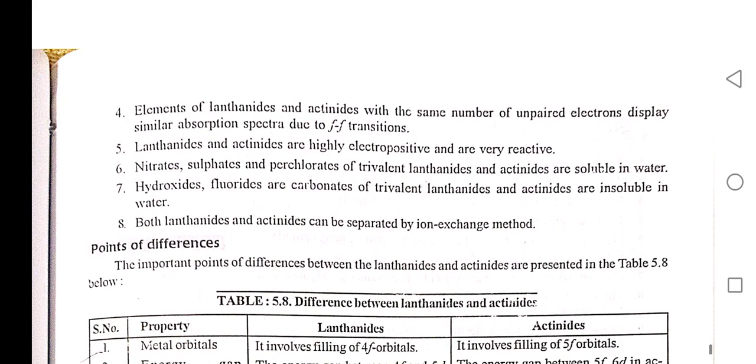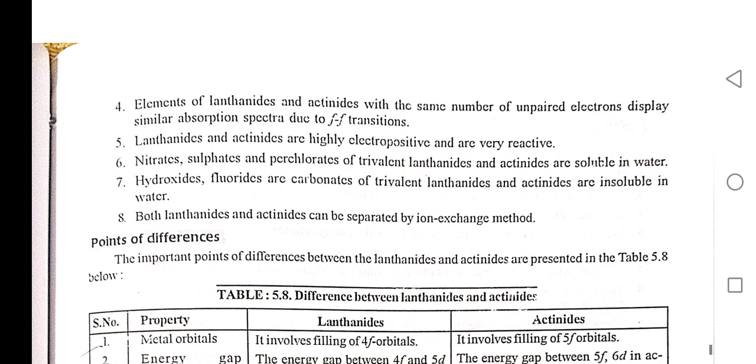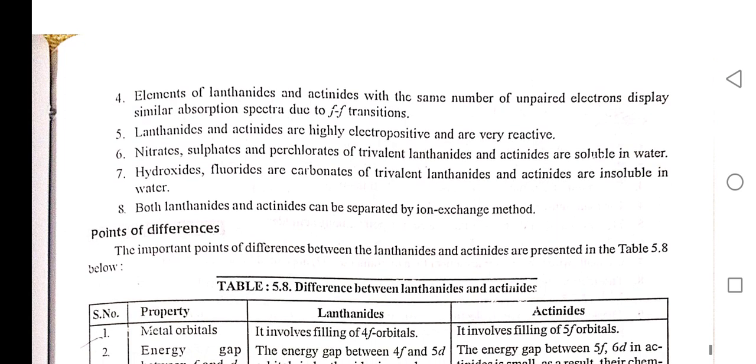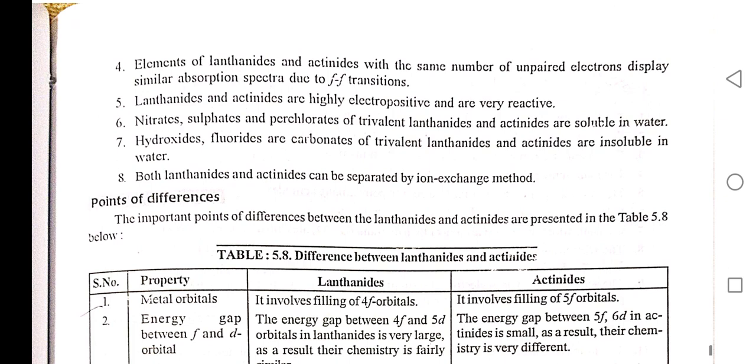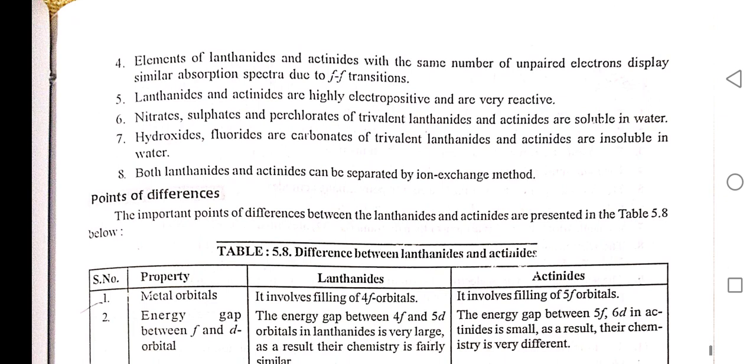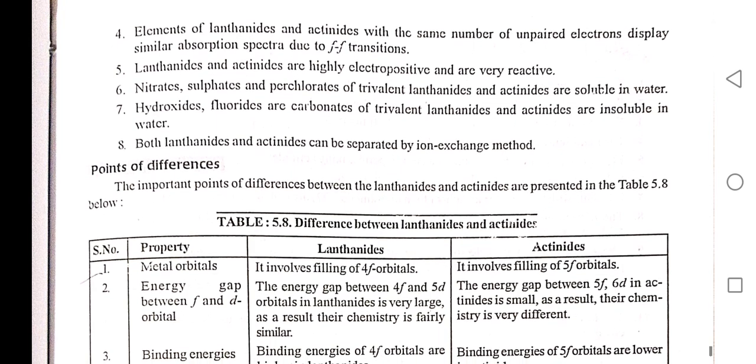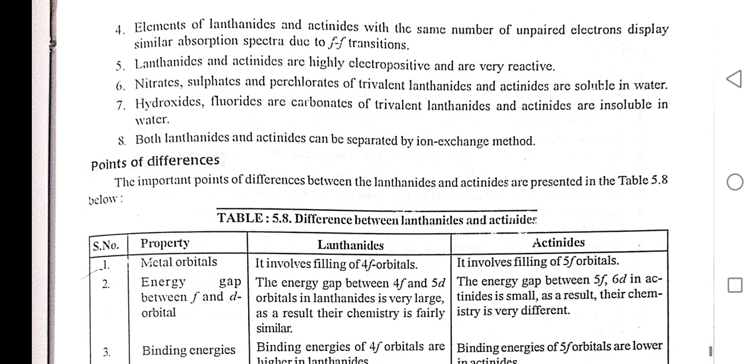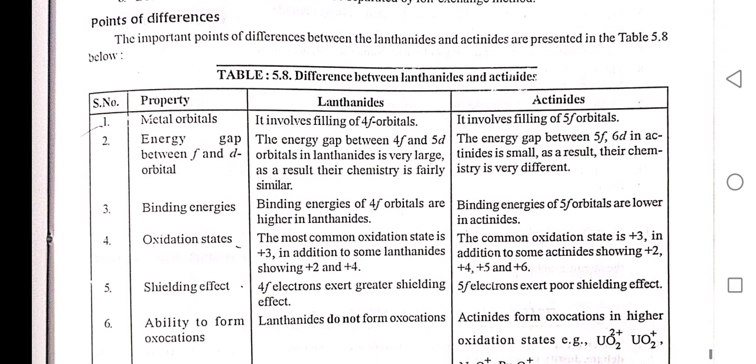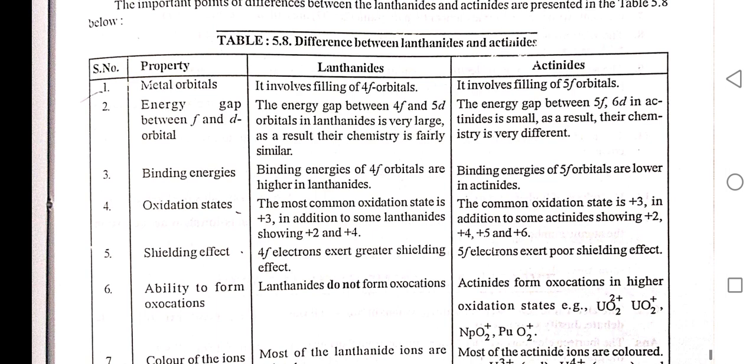Fifth, lanthanides and actinides are highly electropositive and are very reactive. Sixth, nitrate, sulfate, and perchlorate of trivalent lanthanides and actinides are soluble in water. Seventh, hydroxide, fluoride, and carbonate of trivalent lanthanides and actinides are insoluble in water. Eighth, both lanthanides and actinides can be separated by the ion exchange method. Points of difference. The main points of difference between the lanthanides and actinides are presented in the table.